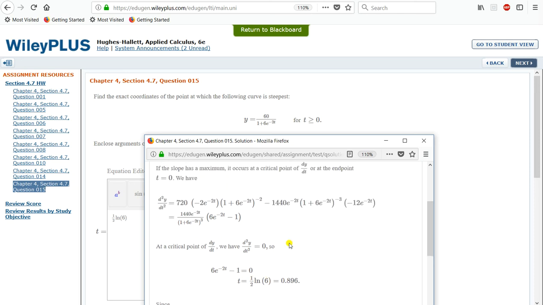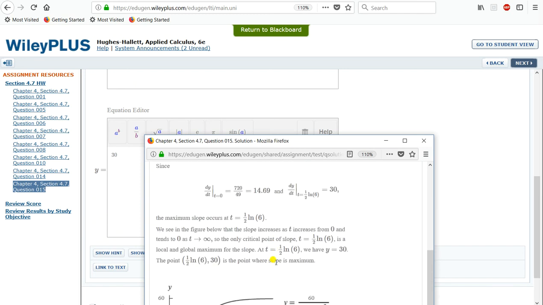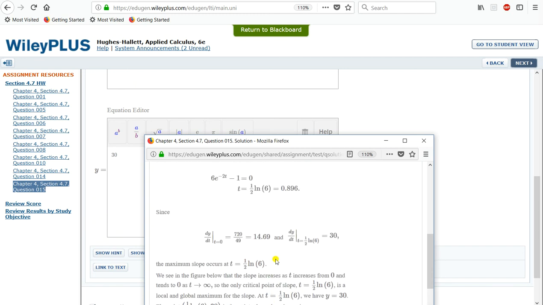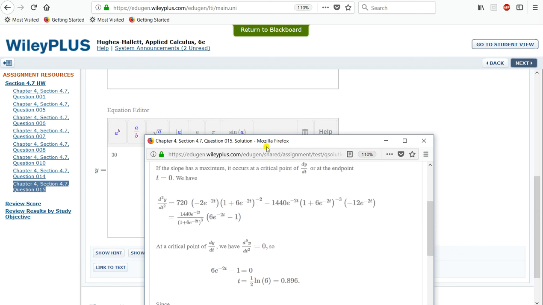So this just turns back into the problem of finding the critical point and solving for the local max. And yes, this will be the time t at which you get the max value.